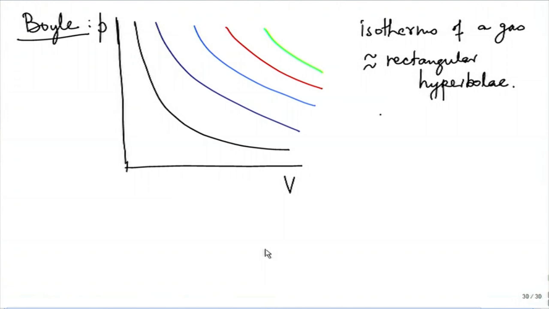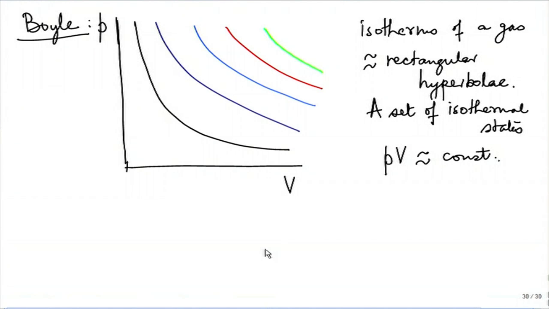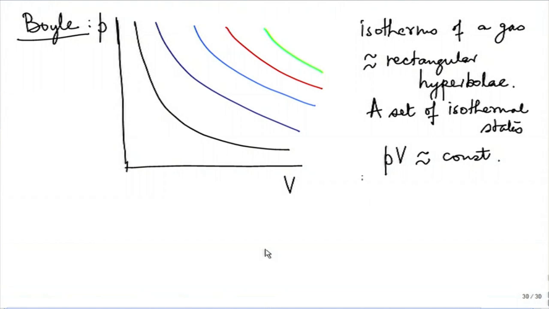hyperbola. That means a set of isothermal states, if you try to fit an equation to any one of these, turns out to be PV is approximately constant, not exactly constant, but approximately constant. And then he noticed that if he repeats these experiments with lower and lower density of the gas, that means in the same chamber, put a lower amount of the gas, so the same volume, less mass, so less density, he found that this approximation becomes better and better at low densities.